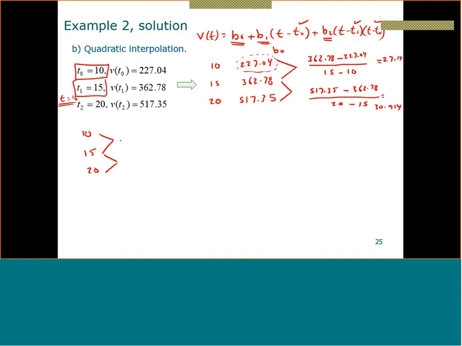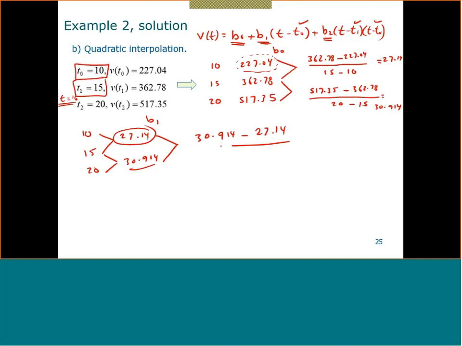We got our 27.14 and my 30.914. Then, so this is my B1. Now my B2 will be this minus this, which is 30.914 minus 27.14 divided by the whole range now, which is 20 minus 10, and this gives me 0.37660.